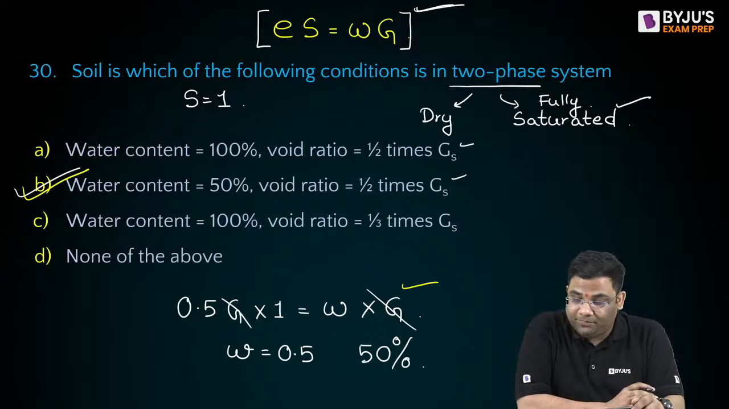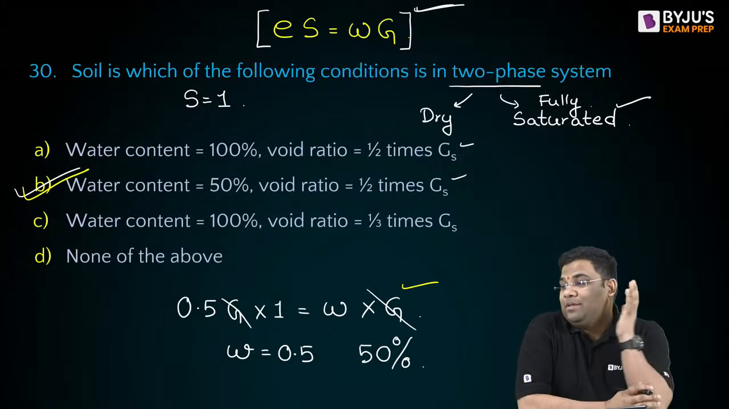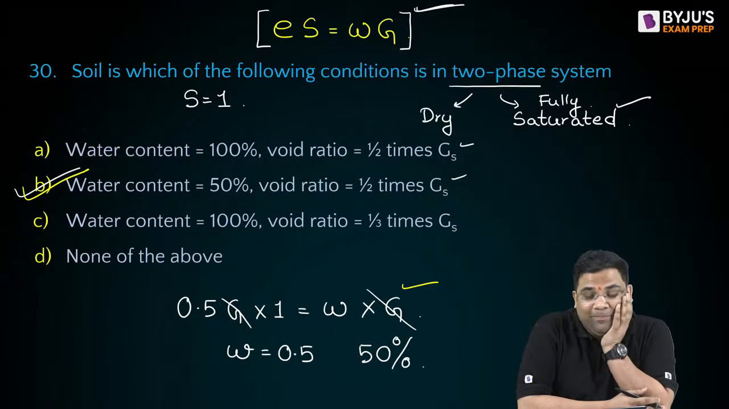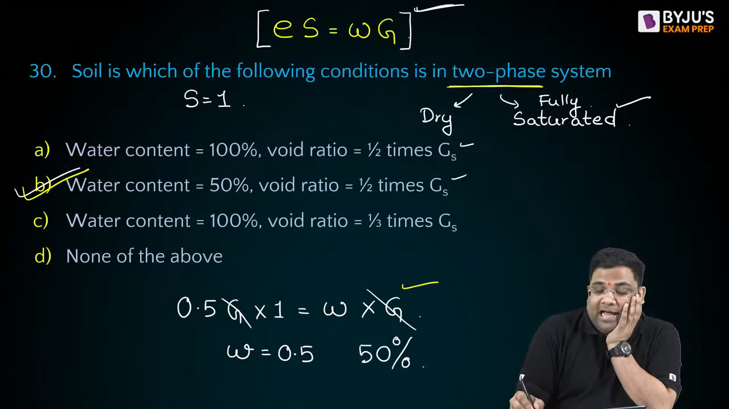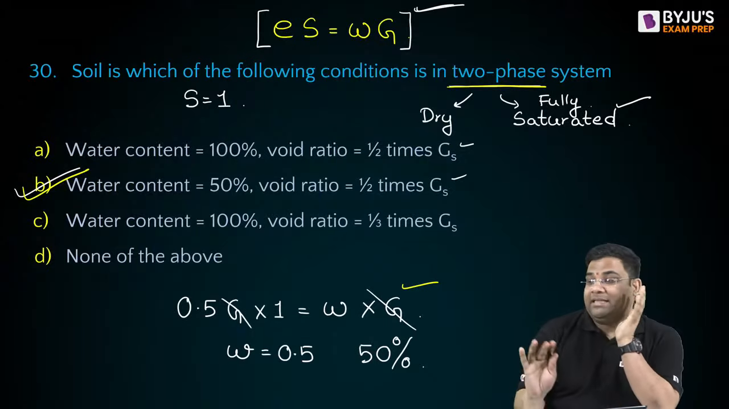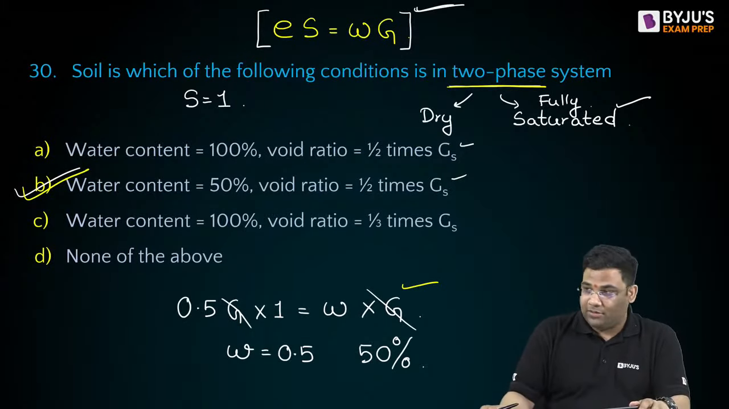Understood or not? Any doubt in this question? Don't say now that you want me to explain again. Tell me, what is the doubt? There is no doubt, okay? Two phase is written, so either it is dry or it will be fully saturated. Water content is given, so fully saturated, right? And then just check this condition.